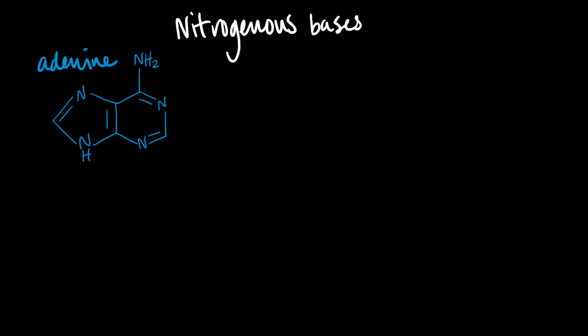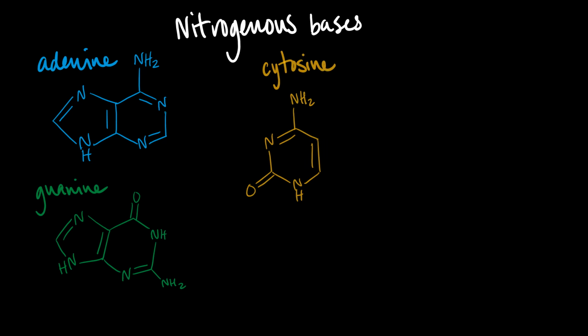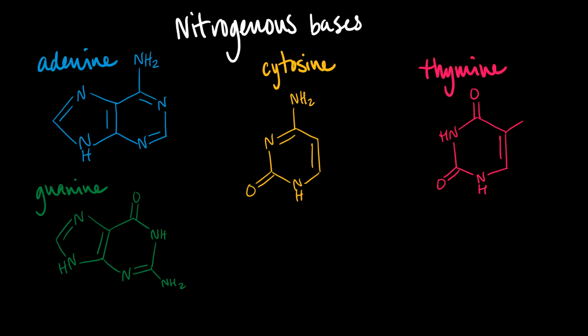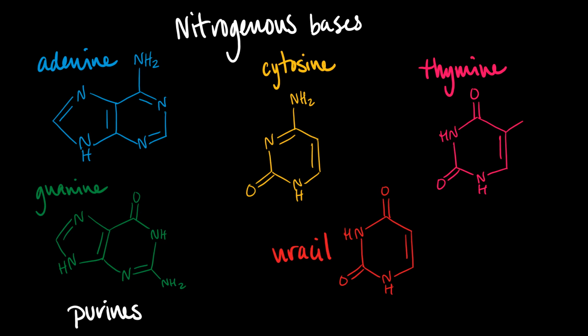DNA and RNA also differ in the nitrogenous bases they contain. DNA contains the nitrogenous bases adenine, guanine, cytosine, and thymine. RNA contains adenine, guanine, cytosine, and uracil. The nitrogenous bases can be divided into two groups, purines, which are larger two-ringed molecules, and pyrimidines, which are smaller single-ring molecules.